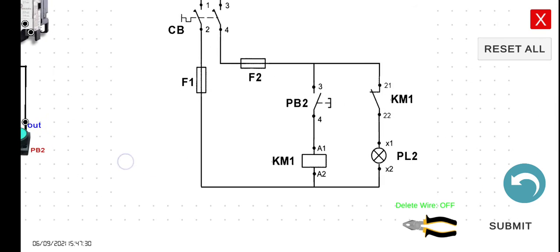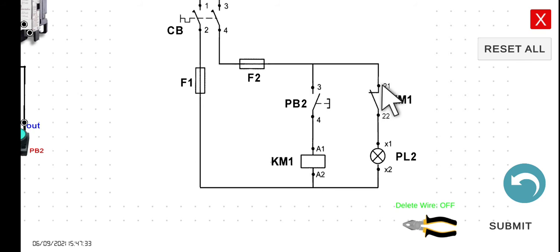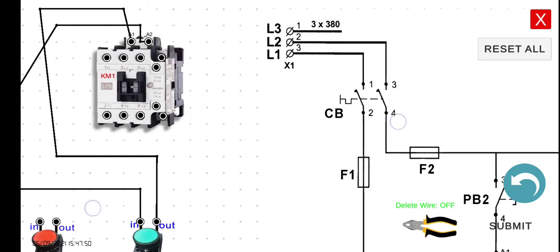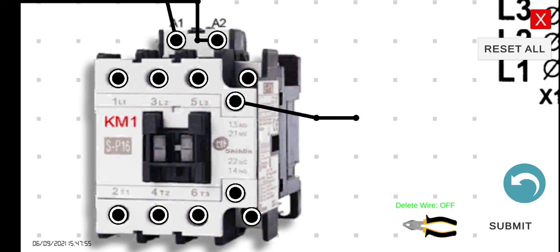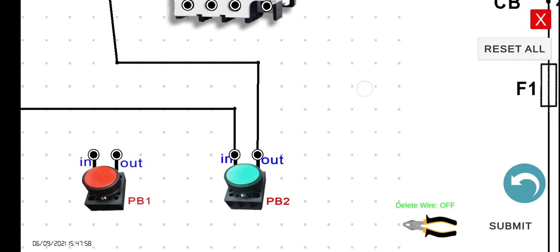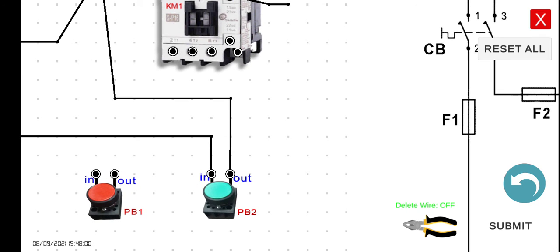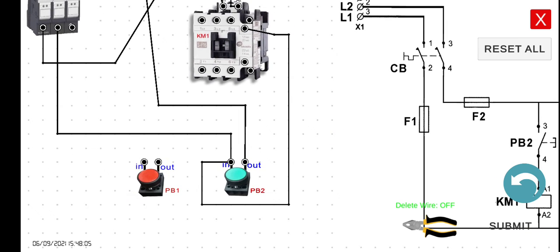Now, let's connect this 21 here. Same as before, there are two options. We can connect this one to the output of the fuse 2 or to the input of our PB2. But same with the previous lesson, I think it would be easier if we connect this one to the input of our PB2. So 21 to the input of PB2.